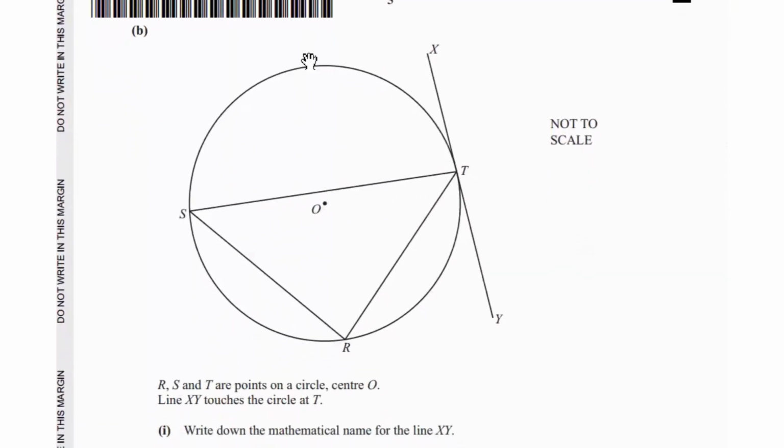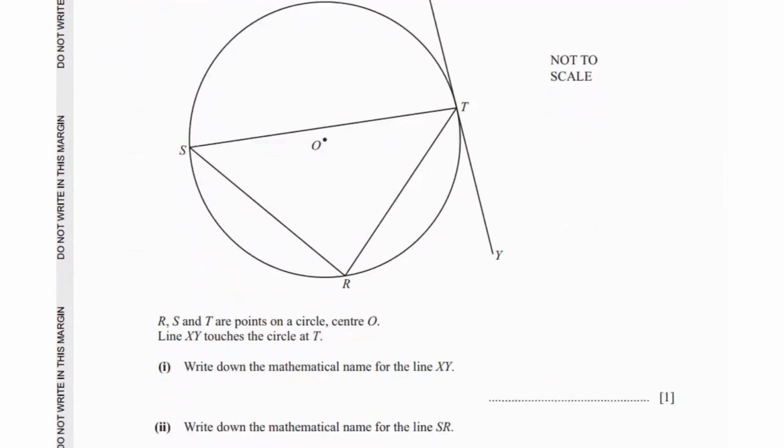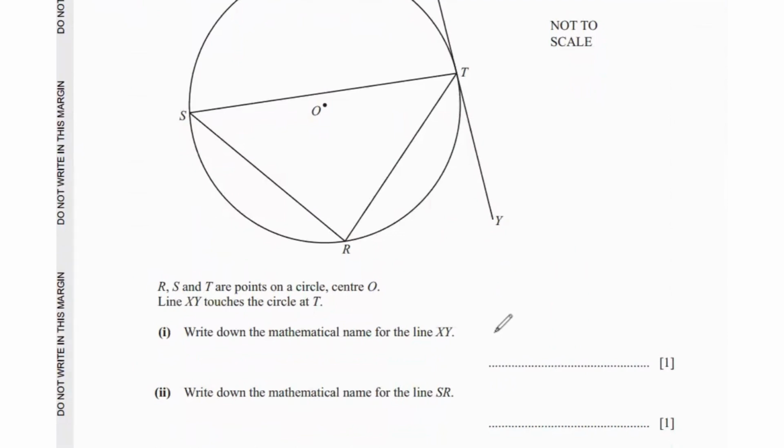Part B says R, S, and T are points on a circle center O. Line XY touches the circle at T. Write on the mathematical name for the line XY. XY is called a tangent. A tangent will never cross the circle. It will always touch the circle at its circumference.